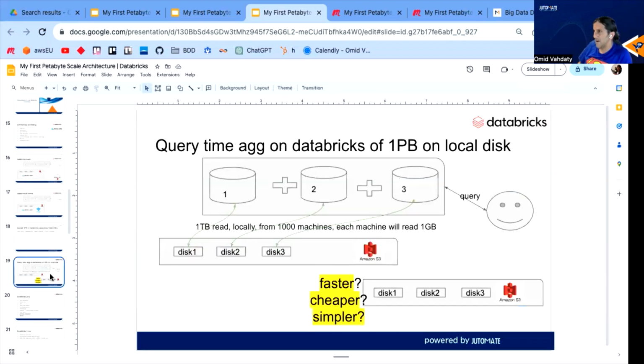In terms of running an aggregation query on Databricks on 1 petabyte, the more machines you have, and the more you use an external parallel storage like S3, you will get the benefit of parallelism, and you'll get effective aggregations in relatively short time, depending on your cluster size and network card. Does it make sense?